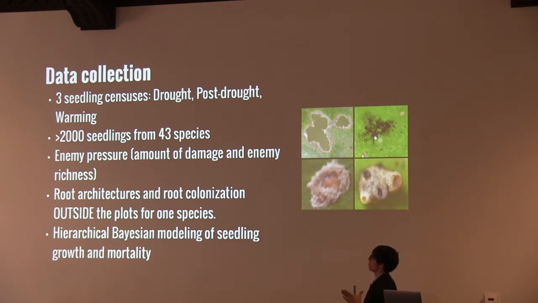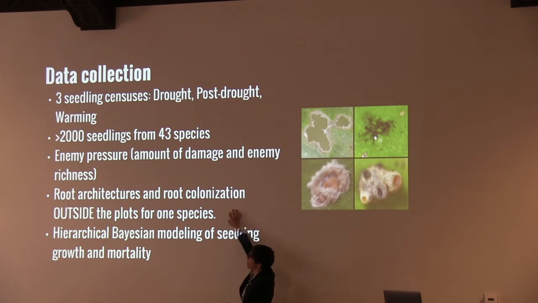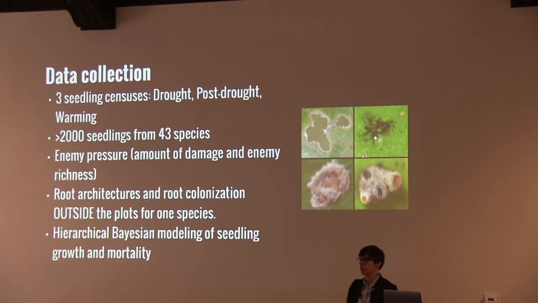We have about 2,000 seedlings from 43 different species. And annually, since we set up the experiment, I've been recording not just the seedling demographics, but also enemy pressure using photographs, and also looking at the root architecture of seedlings outside of the plots, because I don't want to disturb the plots yet. And then I used a hypothesis model to look at how seedling growth and mortality is changing over time. And I'm just going to show you mortality.